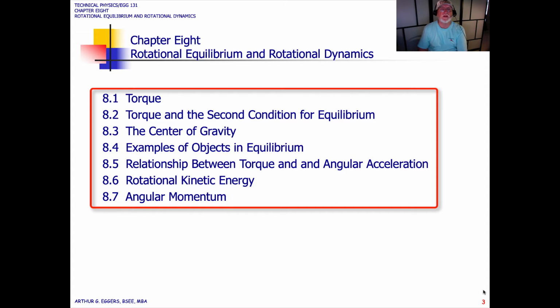The concept of center of gravity. We're going to look at examples of objects in equilibrium. So there's our statics portion. Relationships between torque and angular acceleration. And then rotational kinetic energy. So we're back to the energy again. So we've gone from force to energy and angular momentum.